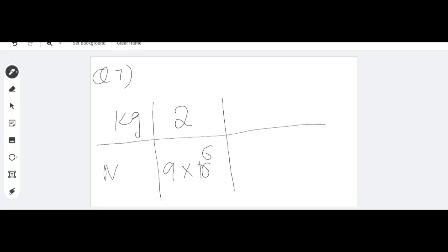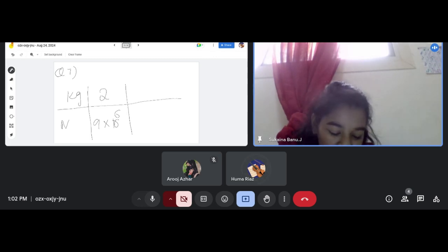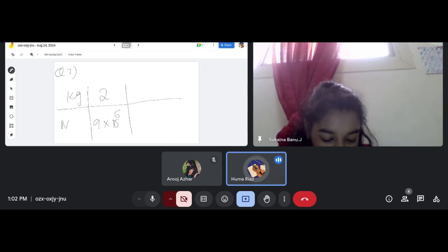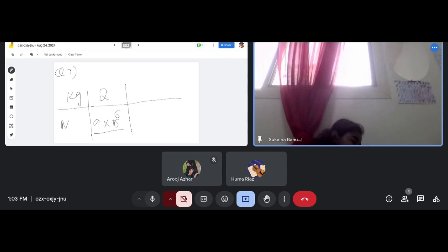What does it mean that the number of crystals are 9 multiplied by 10 power 6? Can you elaborate that? Ma'am, suppose 2 kg of sugar contains 9 into 10 power 6 crystals. How many sugar crystals are there in 5 kg of sugar, right? It means that how many zeros will go with 9? Scientific notation, is it the scientific notation? So it means that there are 6 zeros with 9. And 1 minute, I wrote this in the notebook. I'll check. Yes.